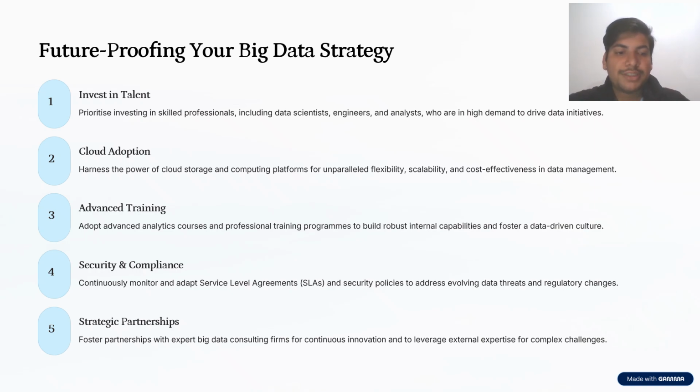Now the third point is advanced training. Adopt advanced analytics courses and professional training programs to build robust internal capabilities and foster a data-driven culture. Now move to the fourth point, security and compliance. Continuously monitor and adapt service level agreements (SLAs) and security policies to address evolving data threats and regulatory changes. Now the fifth is strategic partnership. Foster partnerships with expert big data consulting firms for continuous innovation and to leverage external expertise for complex challenges.